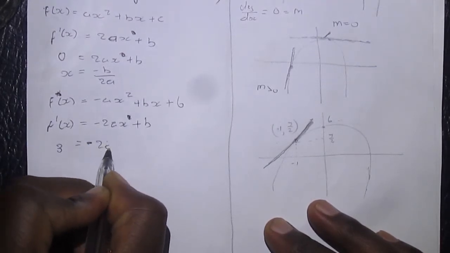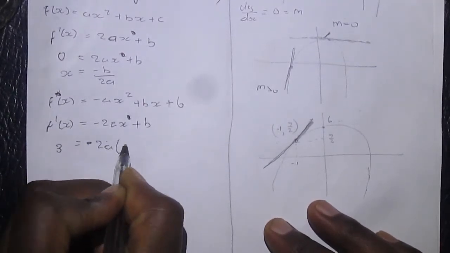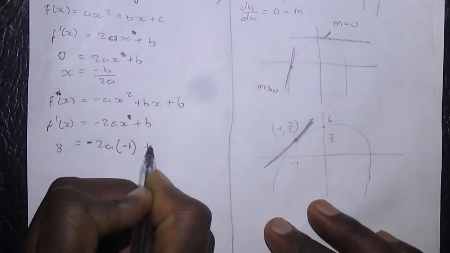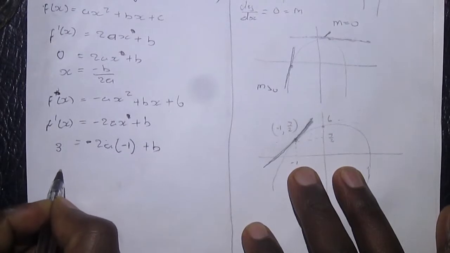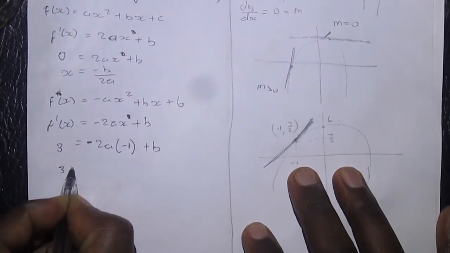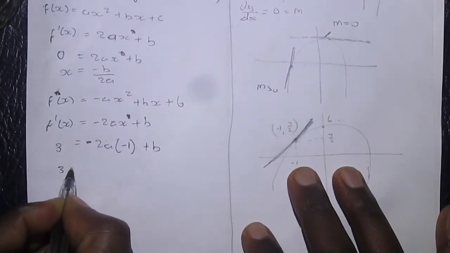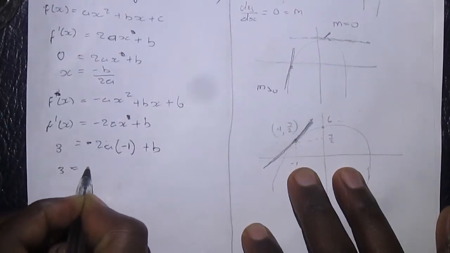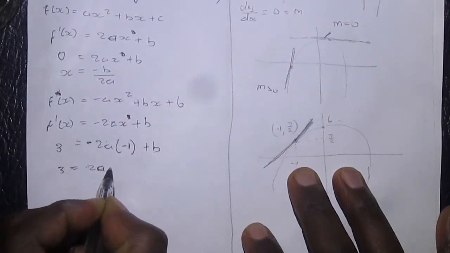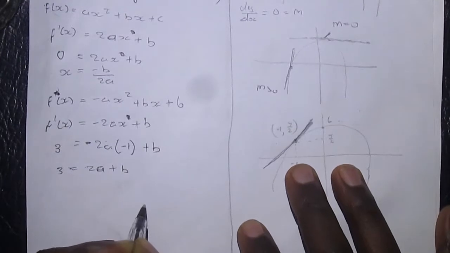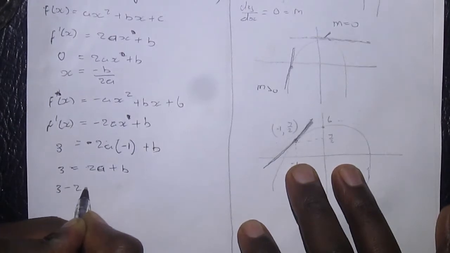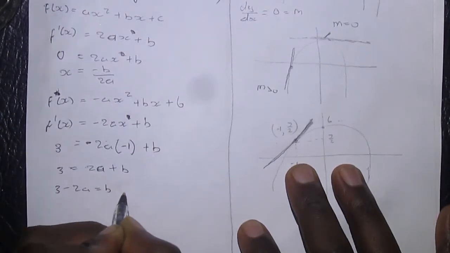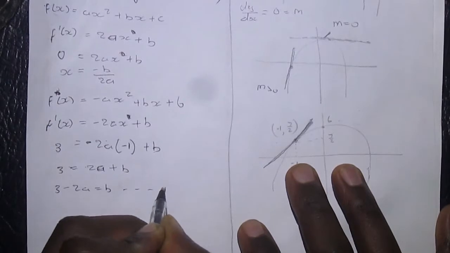minus 2ax, when x is equals to -1 plus ab. Okay, now, and then I put this in order. It's gonna be 3 is equals to 2a plus ab. Okay, and then I can just say, okay, fine, 3 minus 2a is equals to ab. I can call this equation number 1.